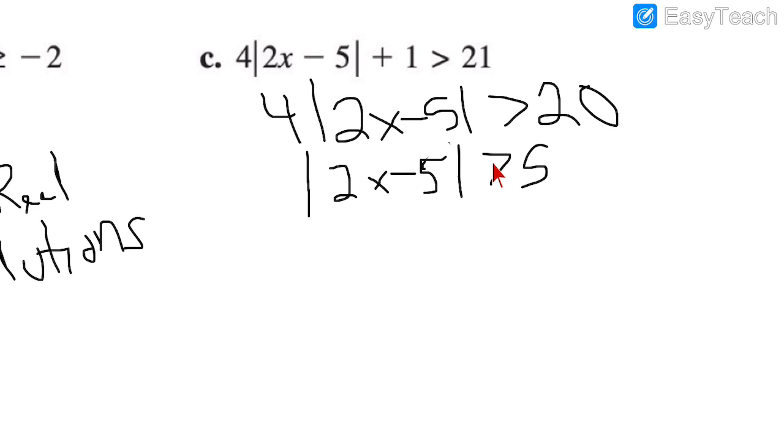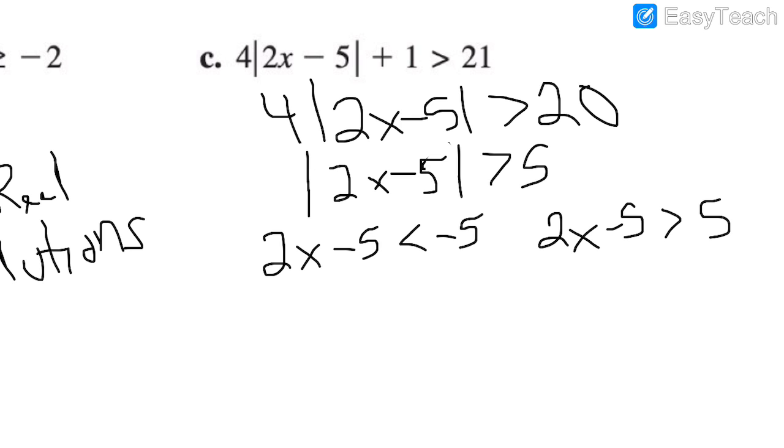Because it's a greater than, it's going to need to be an or statement. So I'd just simply split it again. And we're left with these two values: 2x minus 5 is less than negative 5, or 2x minus 5 is greater than 5.